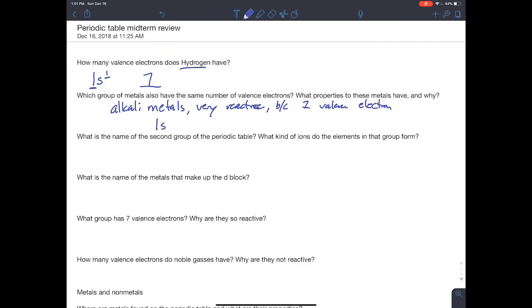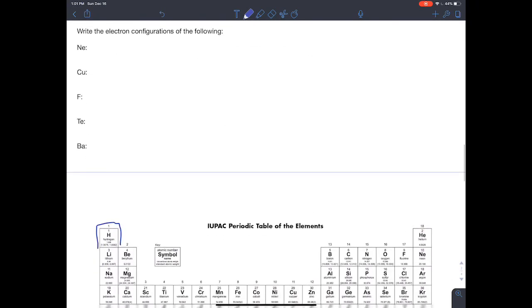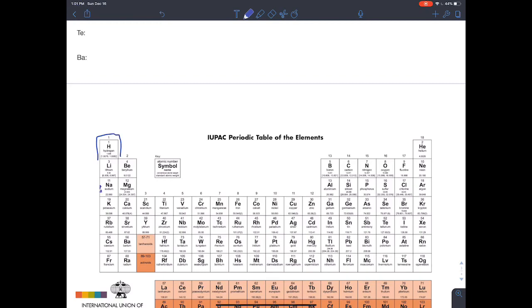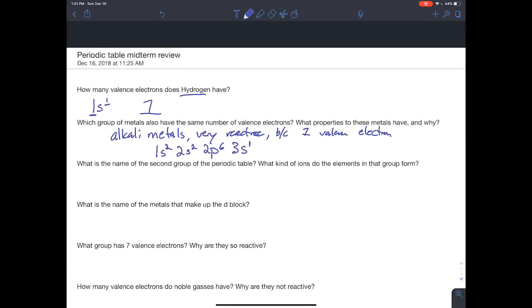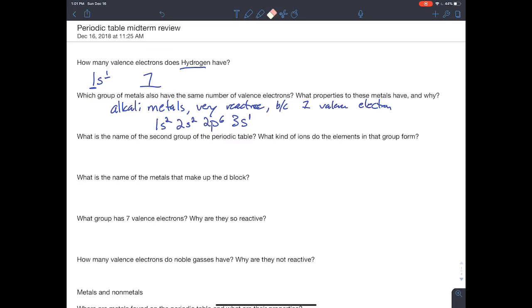So, for example, it would be 1s2, 2s2, 2p6, 3s1. All right, so this is the configuration of sodium right here. Third energy level, 1 electron. If it reacts with something else and gets rid of this electron, then it has 8 valence electrons in its outermost shell. In the second energy level, it has 8 electrons. So that's why they're reactive, because by getting rid of that 1 valence electron, they will then have 8. Then there are other physical properties of those metals as well.